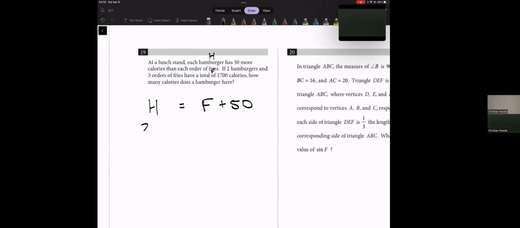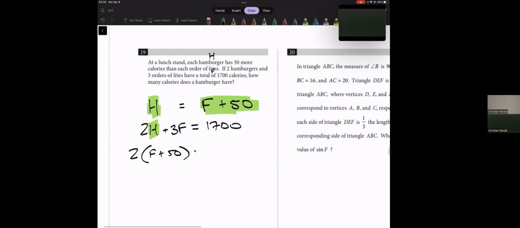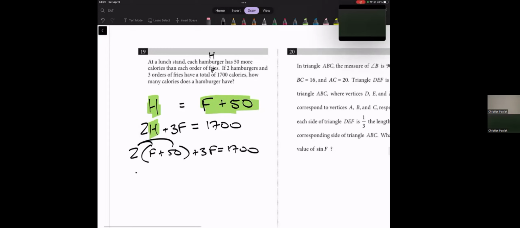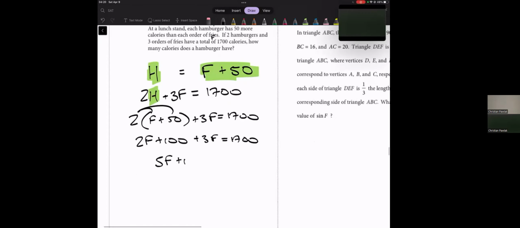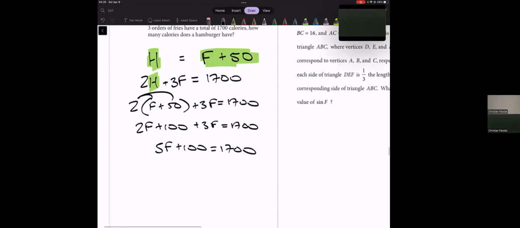If 2 hamburgers, so 2 H's, and 3 fries, so 3 F's, total up to 1,700 calories, how many calories does a hamburger have? Okay, so what I'm going to do now is actually just substitution. I'm going to substitute this in for the H, because that's what H is equal to. So I get 2 times F plus 50 plus 3F equals 1,700. I'm going to distribute, so I'm going to get 2F plus 100 plus 3F is equal to 1,700. And then 5F plus 100 equals 1,700.